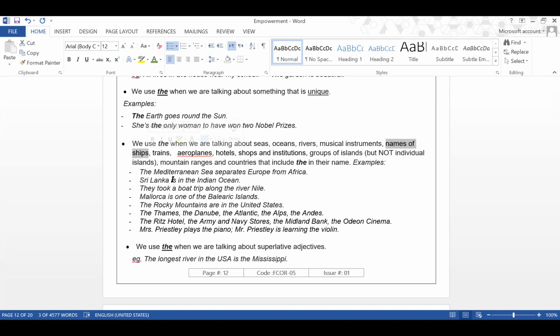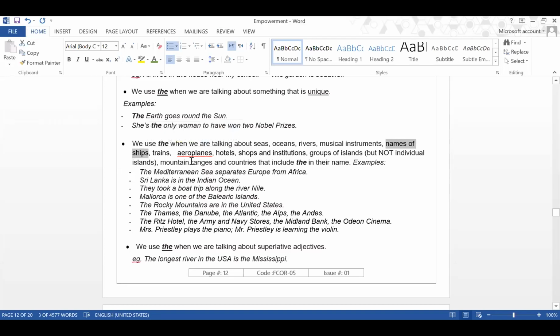I asked you previously about the names of the ships that Christopher Columbus prepared when he decided to go to discover the new land. You searched, I think, and you wrote the article the before the name of ships. So yes, before the name of ships, we use the article the.